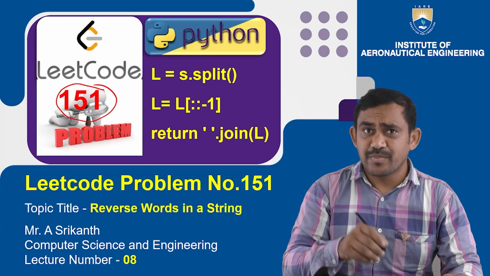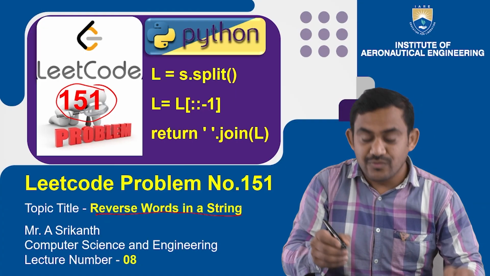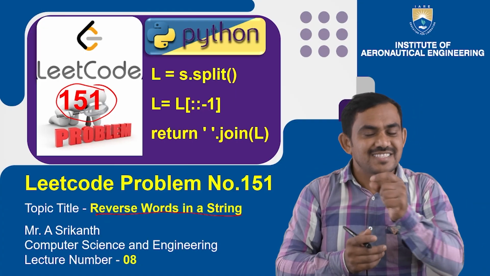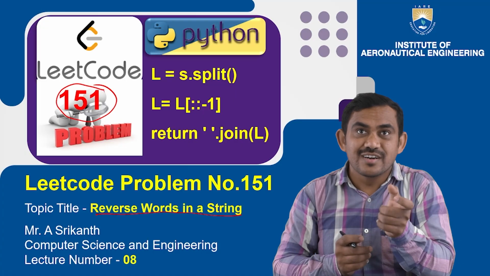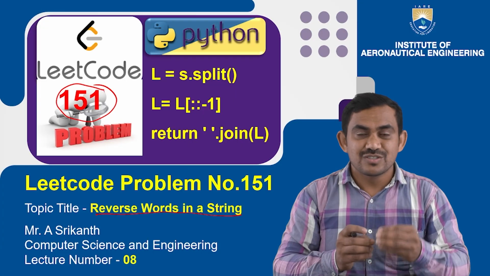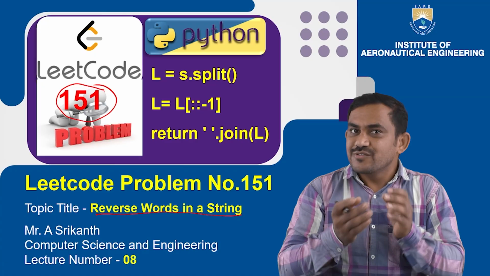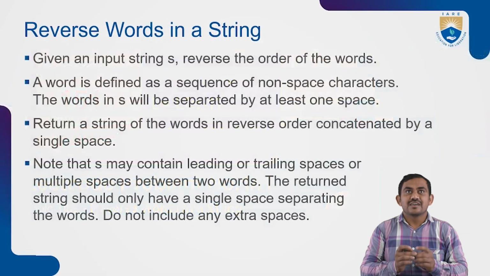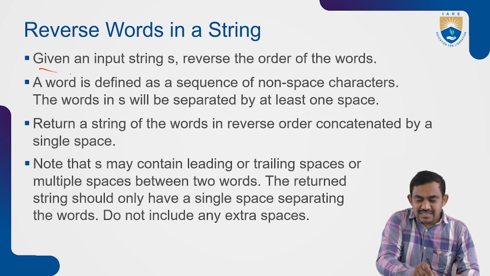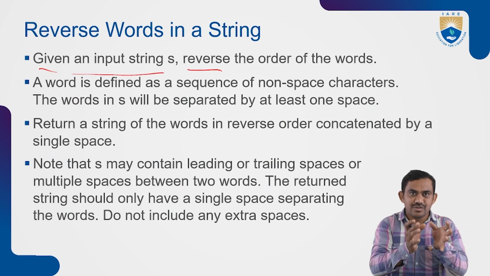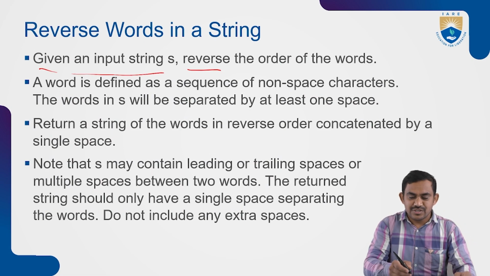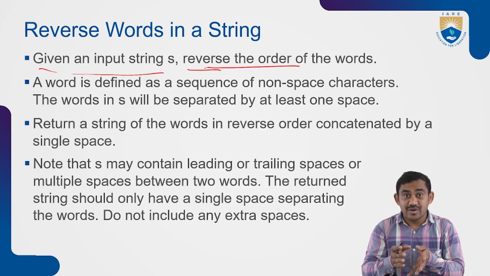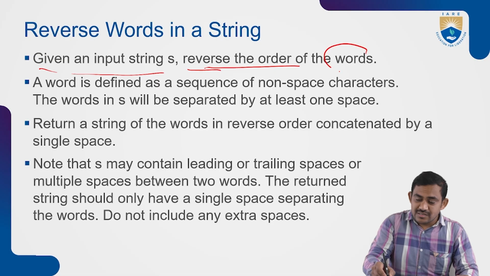Now check it. What is the problem name? Reverse words, not characters. That is the aim. You need to reverse the words in the given string. So we have one particular string, and we need to reverse the words. We'll go to the problem statement now. Here, we have one particular string, and we need to return it with the words in reverse order. Remember that.